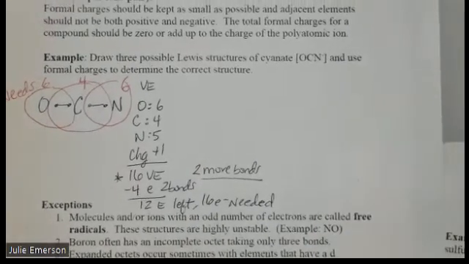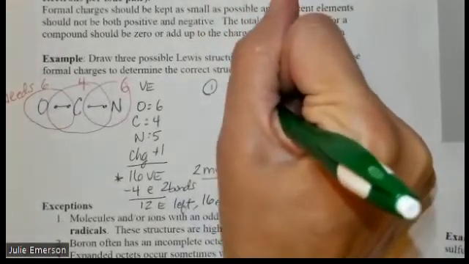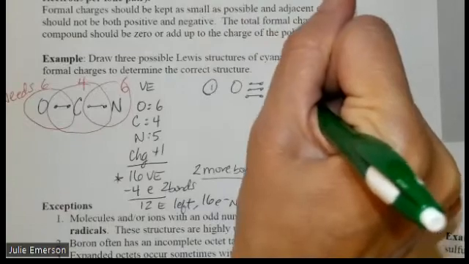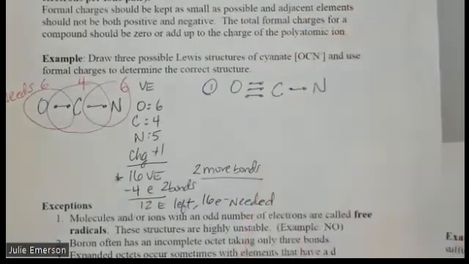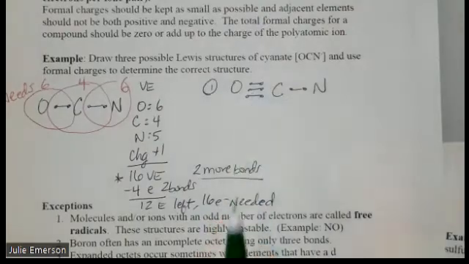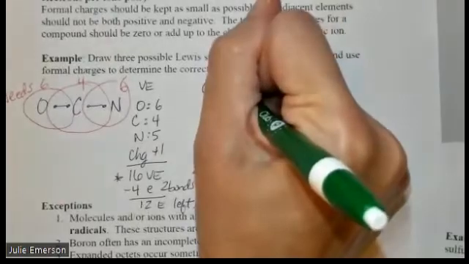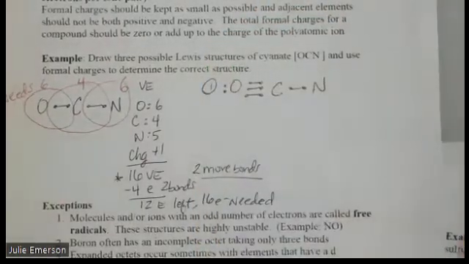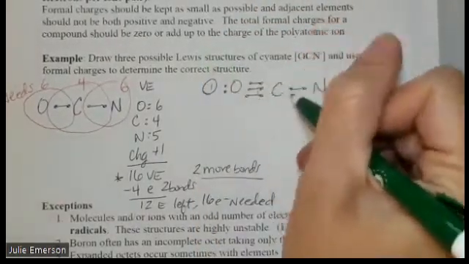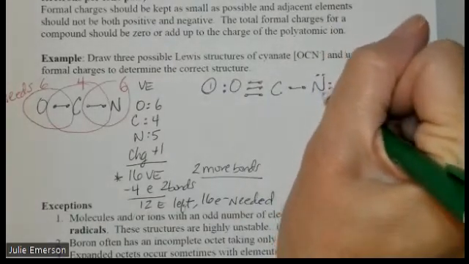Okay, so the 3 possible structures. Structure number 1: we're going to put a triple bond from the oxygen to the carbon and a single bond to the nitrogen. We wanted 2 more bonds, so we'll put those 2 right here for the oxygen and carbon. To finish out the octet on the oxygen, I would need a lone pair. Carbon is now full, 2, 4, 6, 8, so that's done. Nitrogen would need 3 more lone pairs to get to 8.